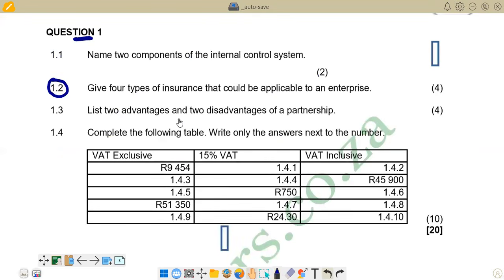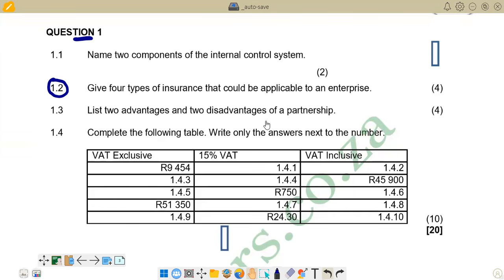This question asks us to list two advantages and two disadvantages of a partnership. Basically, a partnership is formed when two or more people join together to run a business with the main aim of making a profit. Remember, when only one person runs a business, we call it a sole proprietor. But when there are two or more, it becomes a partnership.